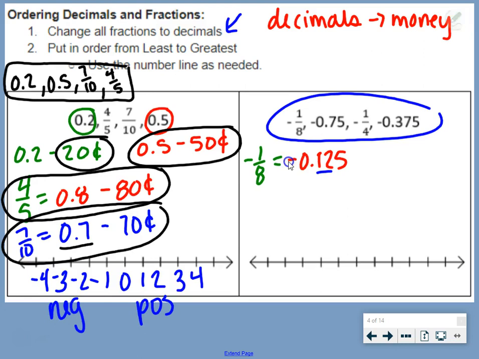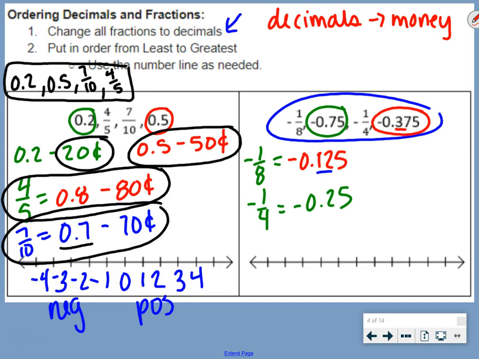Then if we look at -0.75, that's already a decimal. We need to change -1/4 into a decimal. If we do -1 divided by 4, we get -0.25. That means we're in debt 1/4, 25 cents. And then -0.375 is already a decimal. So we could take those first 2 digits. That means we're in debt 37 cents.